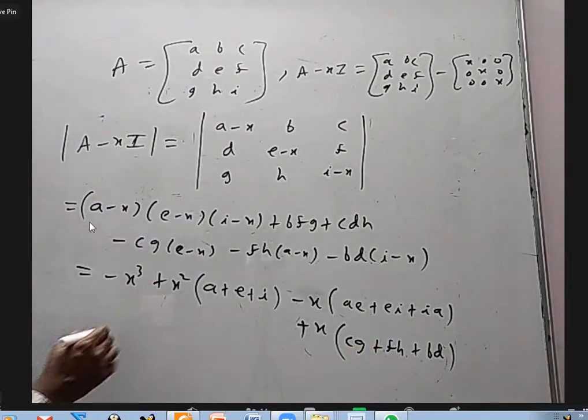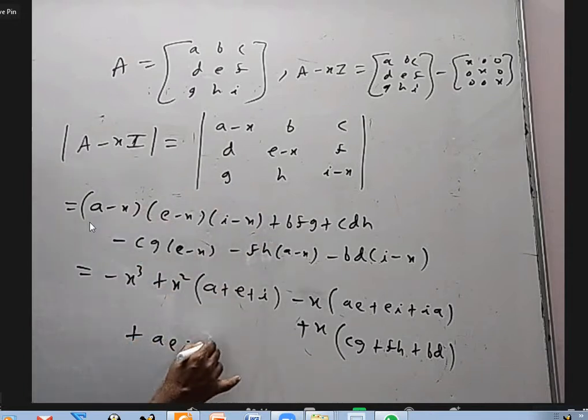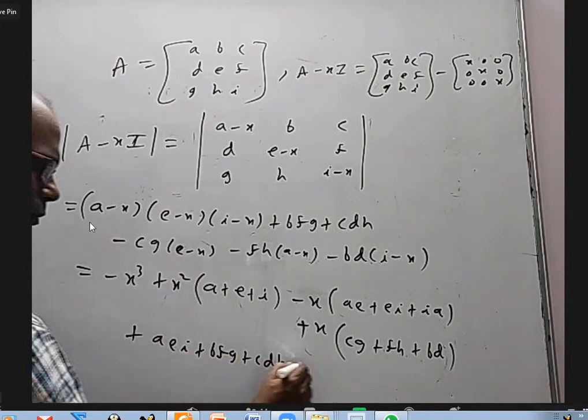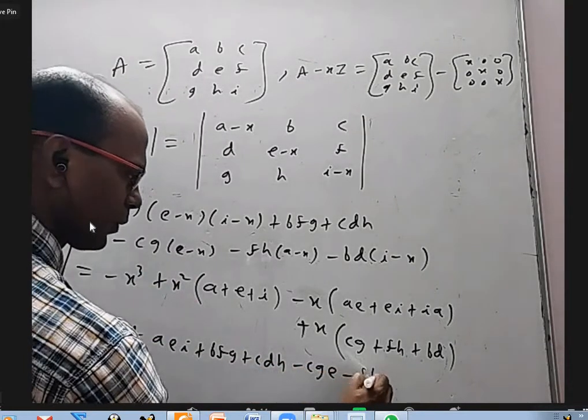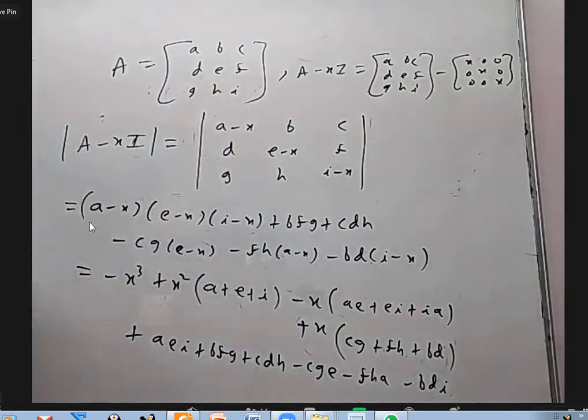And the constant, what is the constant? Here AEI, here BFG, here CDH, here minus CGE, minus FHA, minus BD. If you carefully notice, this is actually the trace of the matrix. This is actually the determinant of the matrix. But anyway, let me write this.